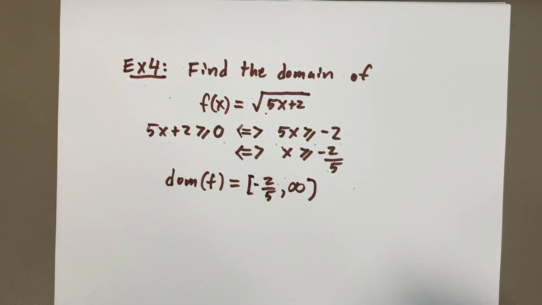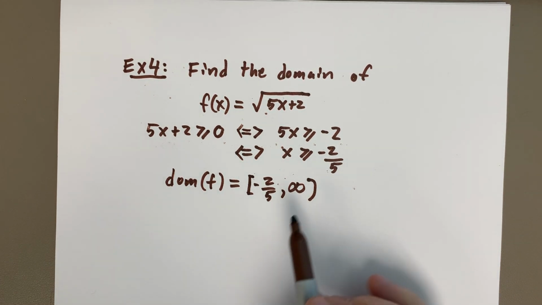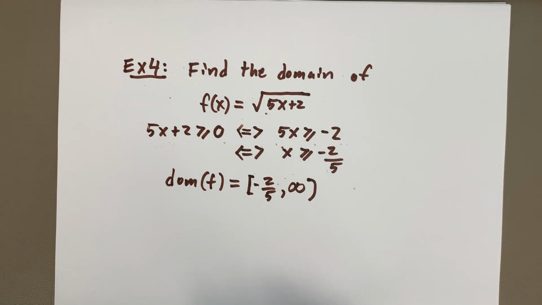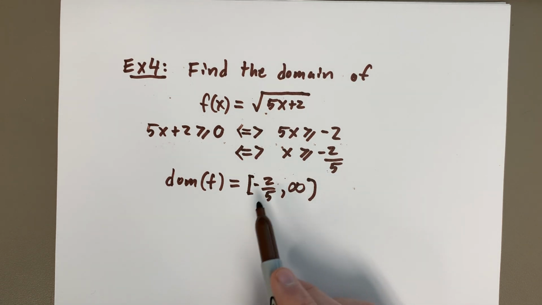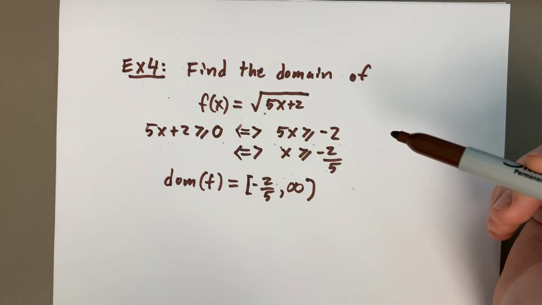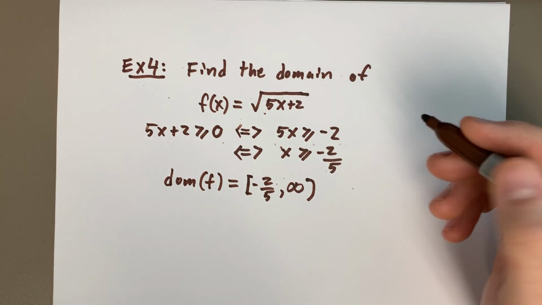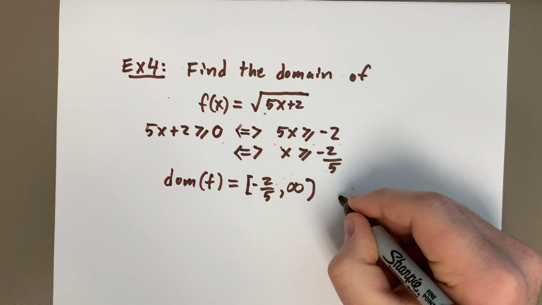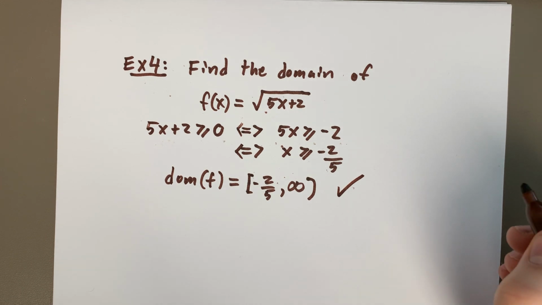And not including infinity, because infinity is not a number that can be included. And we use the square bracket because we have the equal sign here. So any x value that you pick inside this interval is a safe number that you can plug in for x in this expression up top. Okay? So this is the domain of f, and we are done with this example.